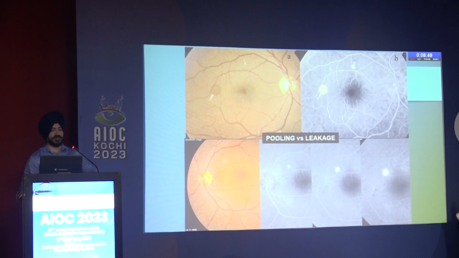The pooling is different. Pooling can happen in all anatomical spaces, most commonly under the neurosensory retina or under the RPE. If it is a very discrete, well-defined lesion and remains the same throughout, it is a pooling under the RPE, and this hyperfluorescence is generally completely filling that space. Whereas in neurosensory detachment, it is most intense at the periphery, and there is a gradually declining hyperfluorescence towards the center. So this is not pooling because you can see the size of the lesion and the intensity of the lesion increases towards the later phases.